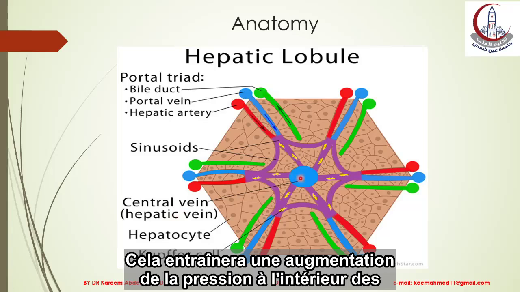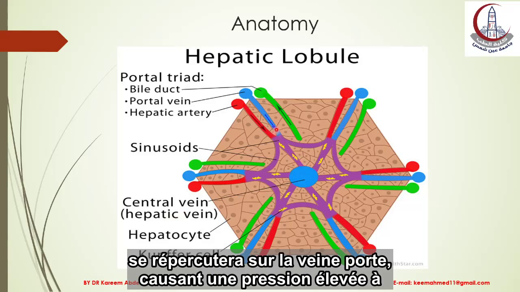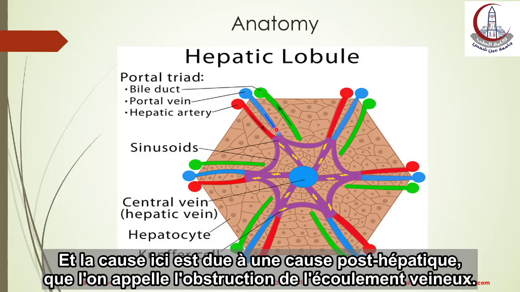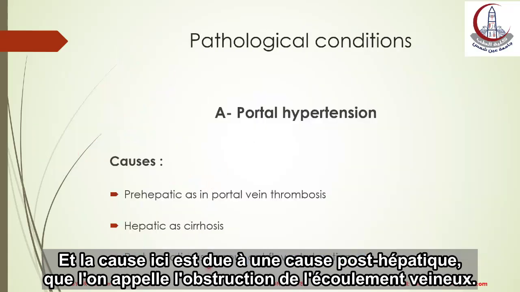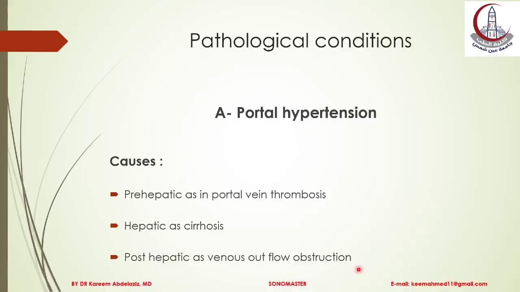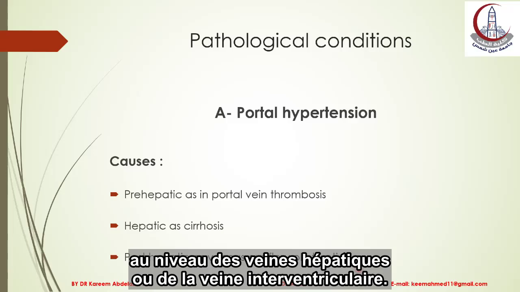This will lead to increased pressure inside sinusoids, and this increased pressure will reflect back on the portal vein, causing elevated pressure inside the portal vein, also leading to portal hypertension. And the cause here is a post-hepatic cause, which is called venous outflow obstruction. Okay, so regarding the causes of portal hypertension, it may be prehepatic like thrombus, it may be hepatic, it may be post-hepatic as venous outflow obstruction, or obstruction at the level of hepatic veins or IVC.